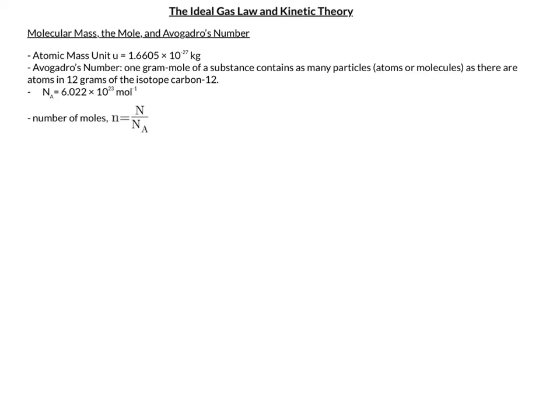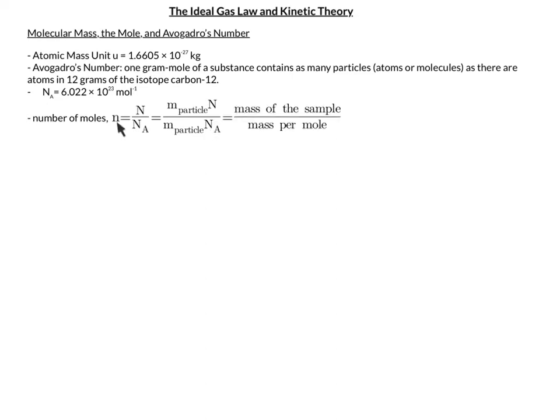So then the number of moles that were defined over here is the number of molecules of a sample divided by Avogadro's number. And if we multiply top and bottom of this by the mass of one particle, so we're basically just multiplying this quantity by 1, then the mass of the particle times N gives us the mass of the sample, and the mass of the particle multiplied by Avogadro's number gives us the mass per mole.